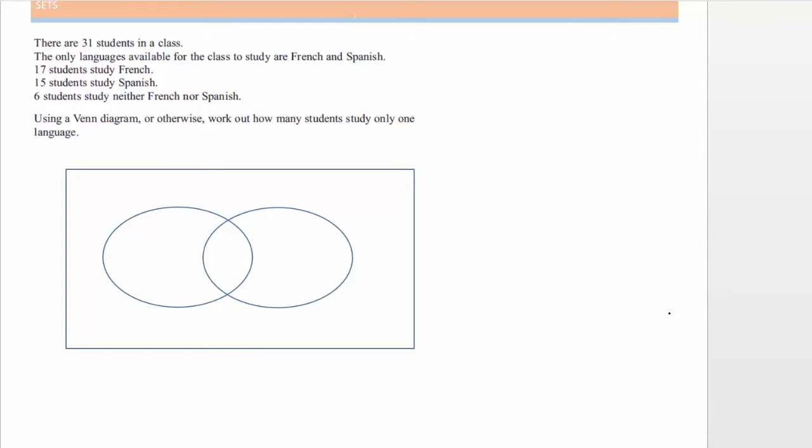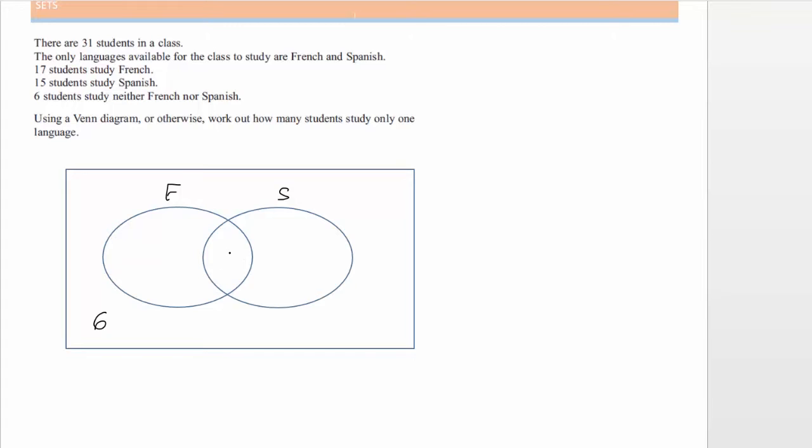A little bit less help here on this one. Let's label the 2 sets French and Spanish. I'll go through it algebraically and then show you a quick way that works sometimes. There are 31 students. We know that 17 study French and 15 study Spanish, but if I put the 17 and the 15, it's not telling us anything about how many do both. 6 students study neither French nor Spanish, so we know out here there are 6, and if there's 31, these 3 regions have to add up to 25.